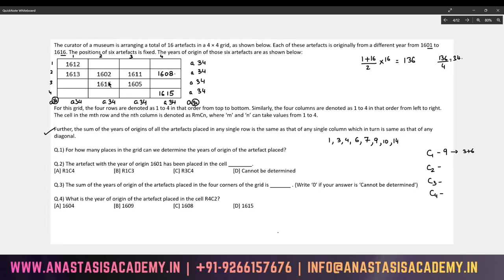For column 2, I have 16 plus 18. So I need 16 more. How can a 16 be made here? 14 plus 2 not available. 10 plus 6, yes. 10 plus 6 or 9 plus 7.